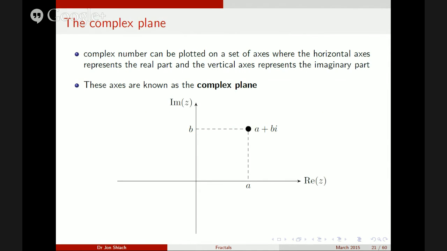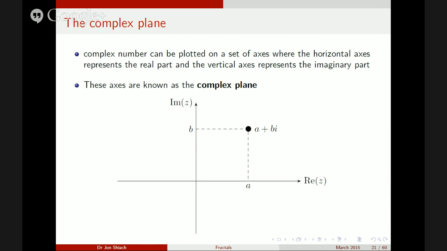Okay, the Mandelbrot set is defined in what we call the complex plane. Now this is simply a set of axes, or a plane, where the horizontal axis is the real part of your complex number, and the vertical axis is the imaginary part. So if you've got a number a plus bi, that could be plotted on the complex plane at that point with the real part a and the imaginary part b. So that's what we're going to plot our Mandelbrot set on.